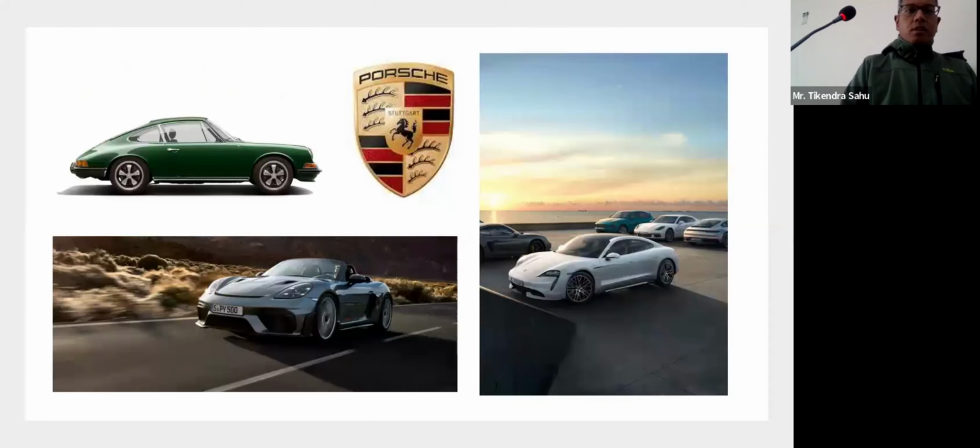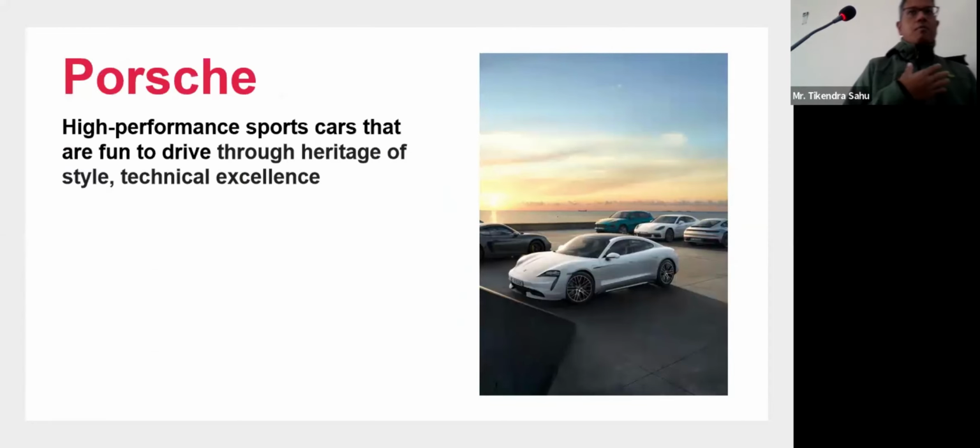Okay, so Porsche. If I apply this to one of my favorite car brands, which I also work with, Porsche is a high performance sports car that is fun to drive, through heritage, style, and technical excellence. But it's not only about that, because for a lot of people it's a status symbol when you have a big fancy car. But a lot of people really love Porsche. They love the purest form of automobility. They love the purest form of car performance, and that is what Porsche uses for their own brand, for their own values, and sells to you.